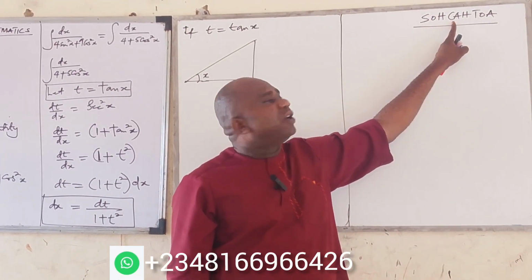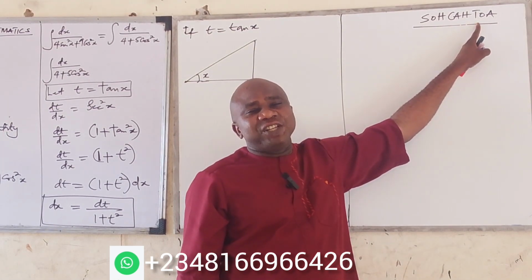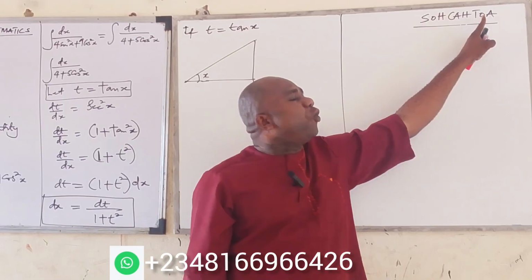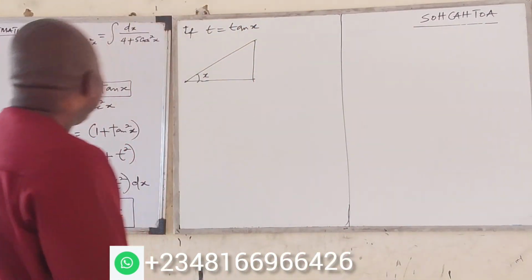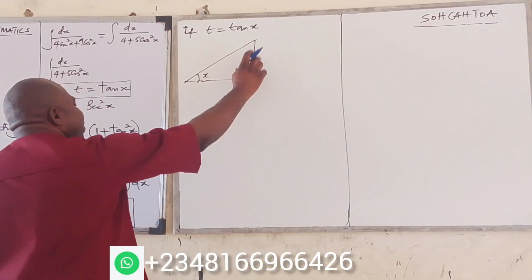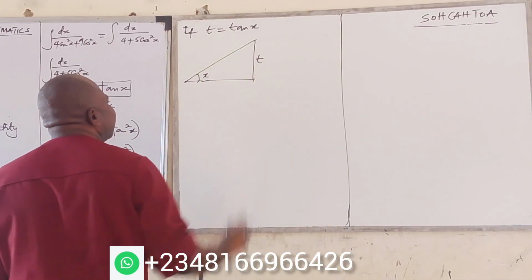Cosine, that's cos, is adjacent all over hypotenuse. And t here represents tangent. Yes, tan is opposite all over adjacent. So here, the side facing our given angle is the opposite. So here we have t.